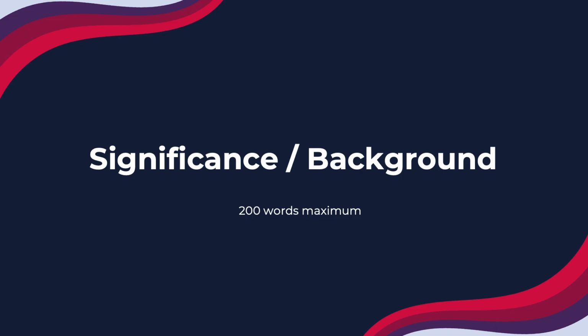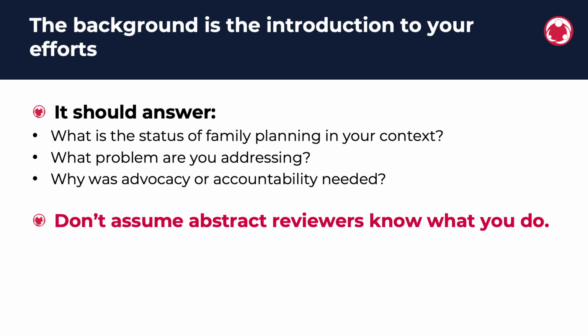Now let's discuss what should be in the significance and background section. Remember to stick to the word limit in each section. In this case, that is no more than 200 words. In this section of the abstract, you should make sure you clearly describe why your study was necessary, since this is the introduction to your efforts.